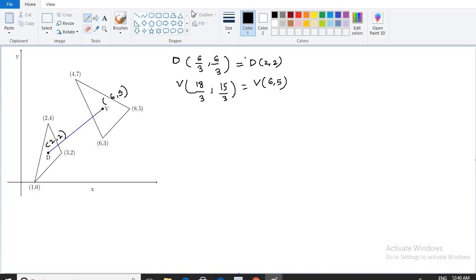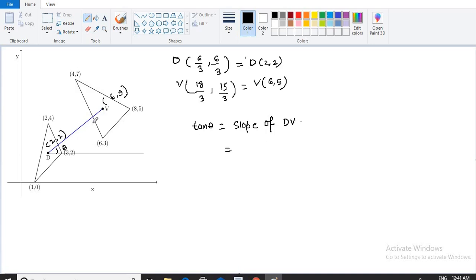Now it is saying that we have to find the angle made by DV with the horizontal. Suppose this is my horizontal and this is the theta that it makes with the horizontal axis. It is asking me to find the value of tan theta. But you already know that tan theta will be the slope of the line joining D and V, the slope of DV.